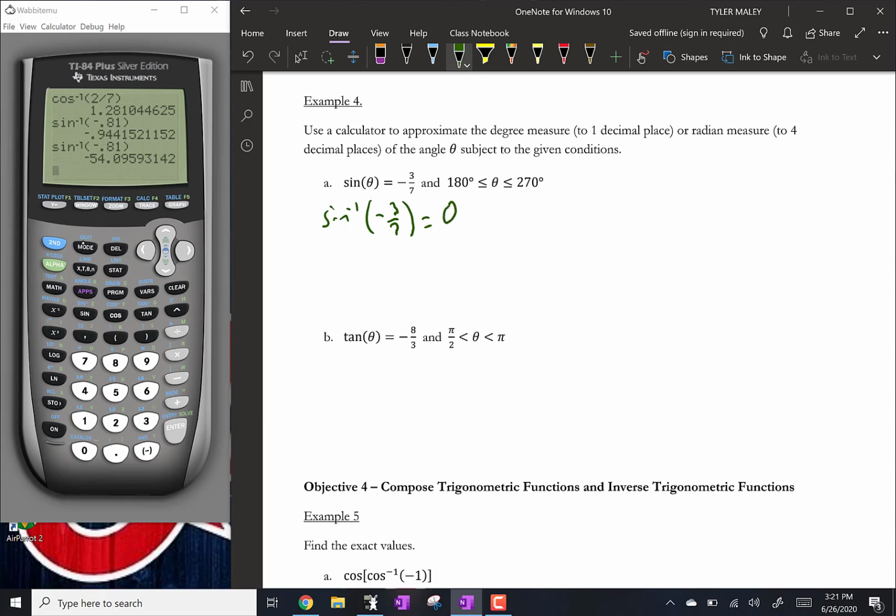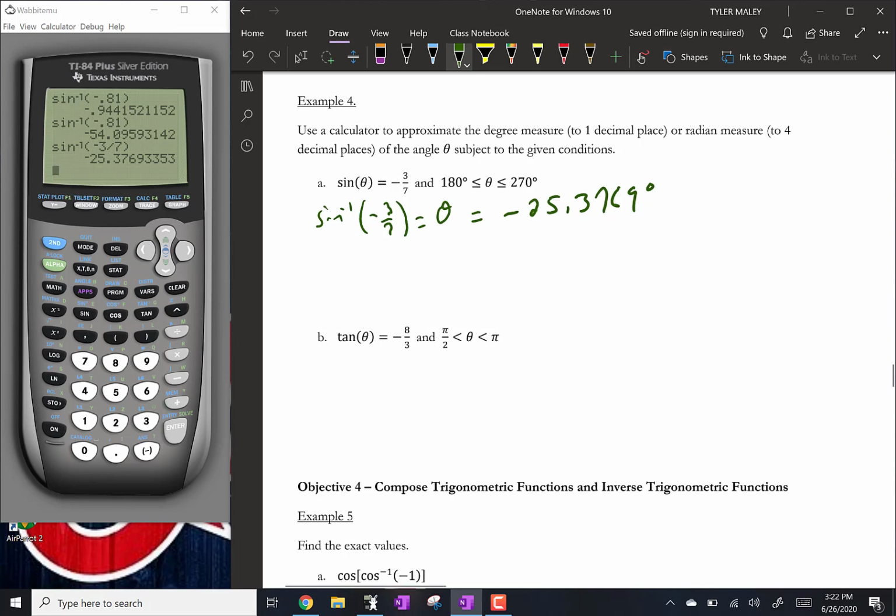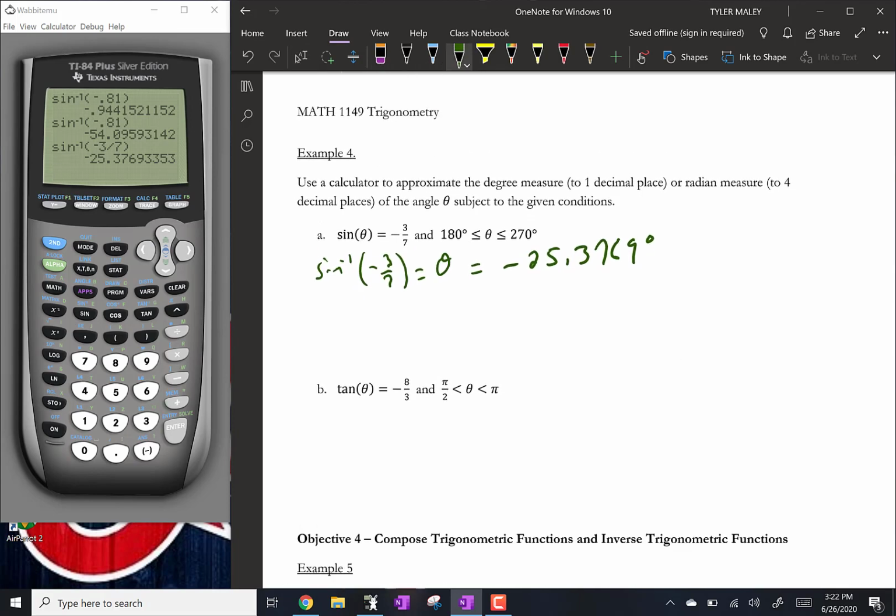So if I do second sine of negative 3/7, that gets me to negative 25.3769 degrees, right? So that's not in between 180 degrees and 270 degrees, right? Remember, that inverse sine, right, is restricted in between negative pi over 2 and pi over 2, right? Or in other words, negative 90 and 90 degrees, right? So we're restricted in between here.